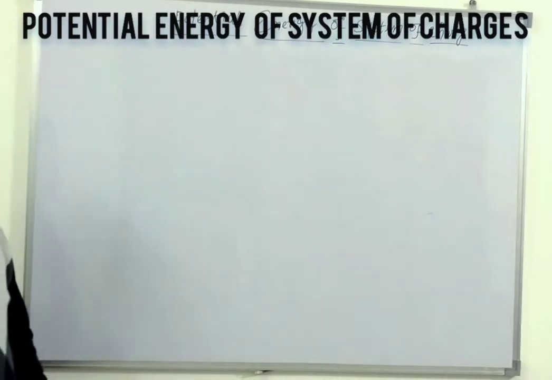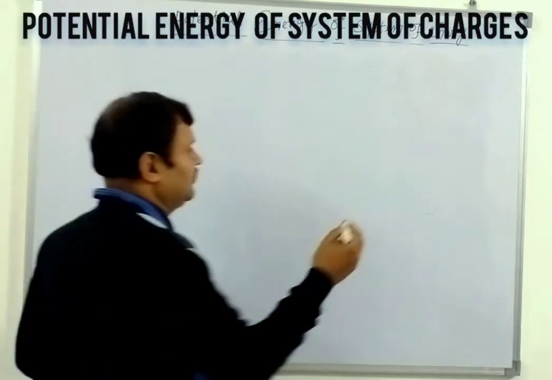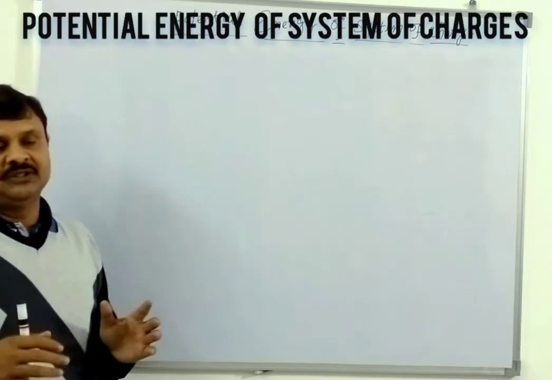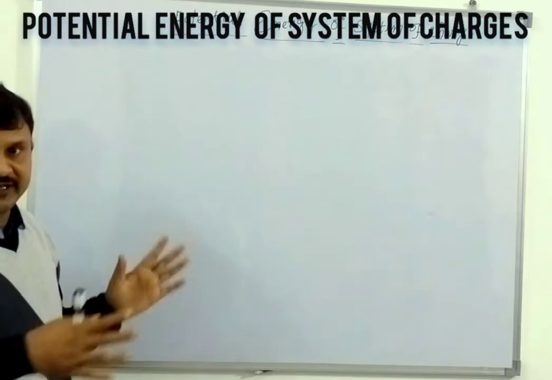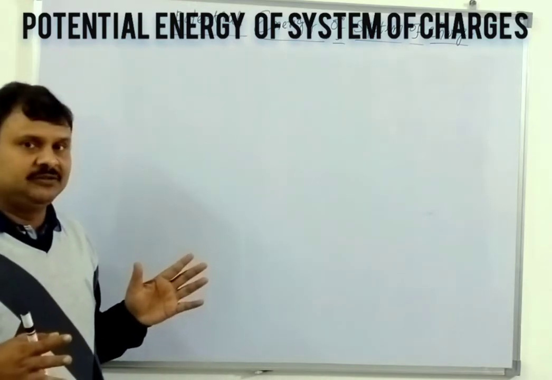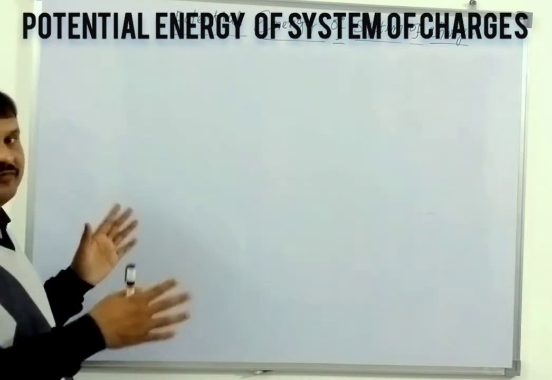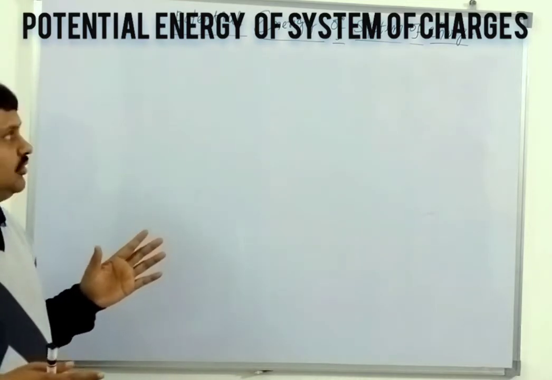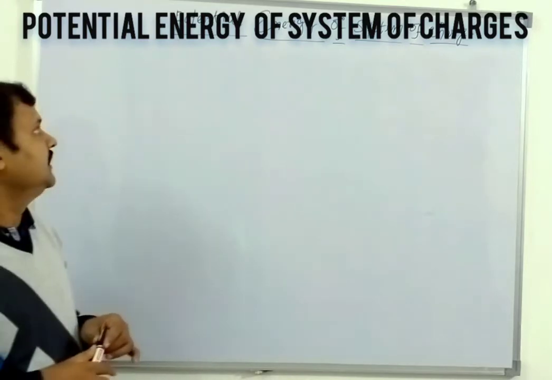So student, today we will discuss potential energy of a system of charges. Here we will consider more than one charge prevailing in a particular configuration, and we want to find out the potential energy in this configuration. After achieving this configuration, how much work we have done externally to get this configuration, that is the internal potential energy, you can consider like this.